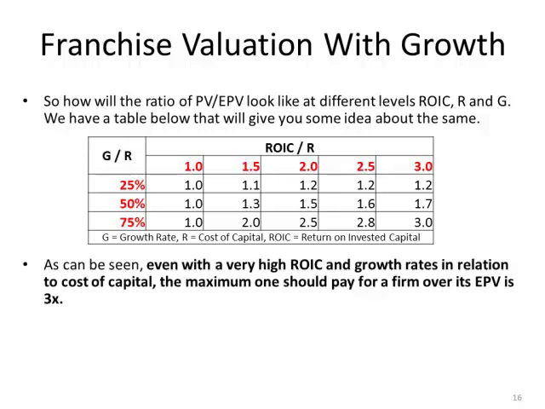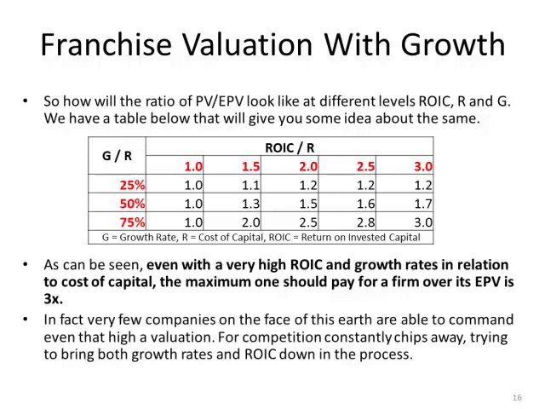So one thing that we can see here is that even if we have a very high return on invested capital, ROIC, and we have high growth rates in relation to the cost of capital, the maximum one should pay for a firm over its EPV is about 3 times, right? So that's in the last case over there, the lowest rightmost cell. So we would never really be paying more than 3 times a firm's EPV, and that's under quite good scenarios, very high ROIC and growth rates. So actually most companies aren't able to command that level of valuation.